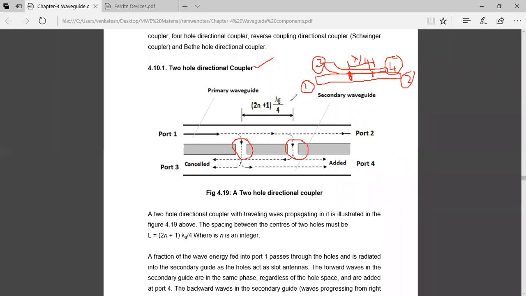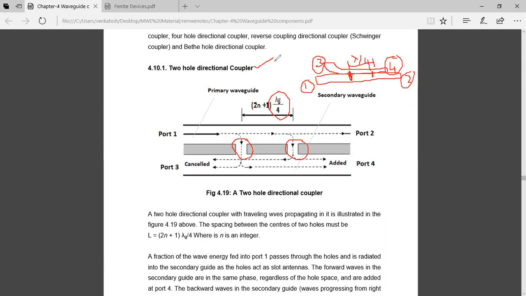It is mandatory to take it so, else there will not be coupling of energy; the coupling property cannot be fulfilled if the distance is other than lambda g by 4. That is the disadvantage we have, so we have to maintain the distance between these two holes as lambda g by 4. Here we have port 1, port 2, port 3 and port 4. This is the constructional diagram of the two-hole directional coupler.